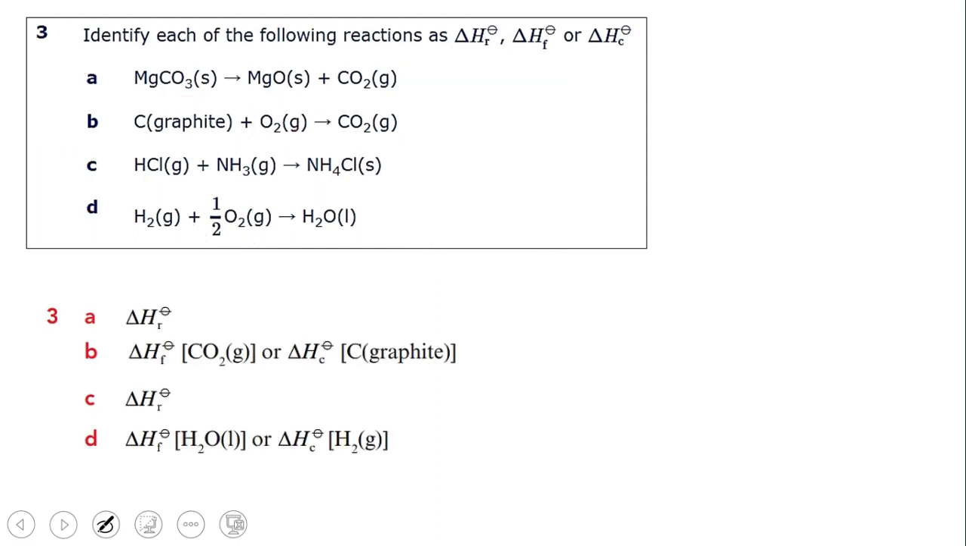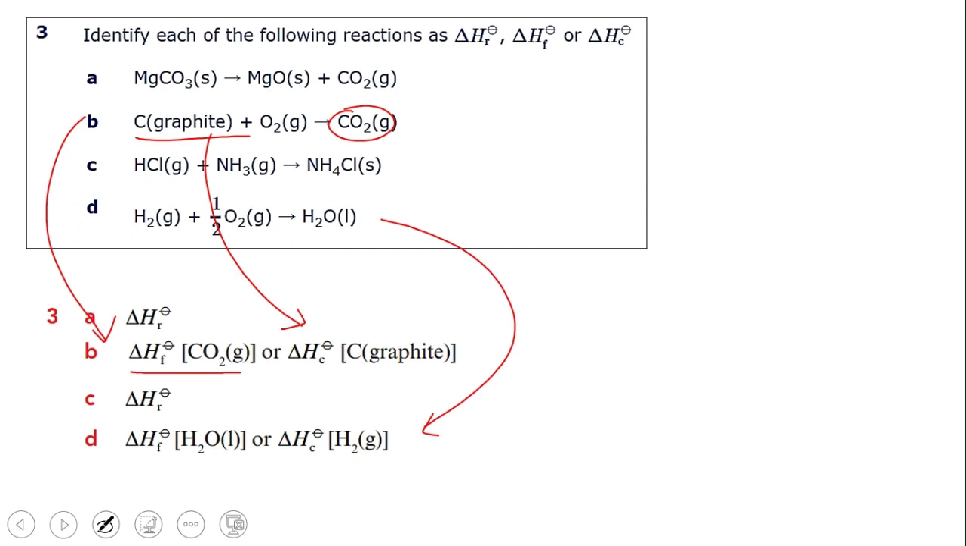Here are all the solutions for question number 3. When we are talking about B and D, it is the delta H formation of carbon dioxide. Formation is for the carbon dioxide, 1 mole of carbon dioxide is produced here, and combustion, the burning, is happening for the graphite. So it is the delta H combustion for the graphite. Same for part D: it is the formation of water, H2O, and the combustion of hydrogen, H2, on the reactant side, because formation is the product side and combustion is the reactant side. That's how we can write all these parts.